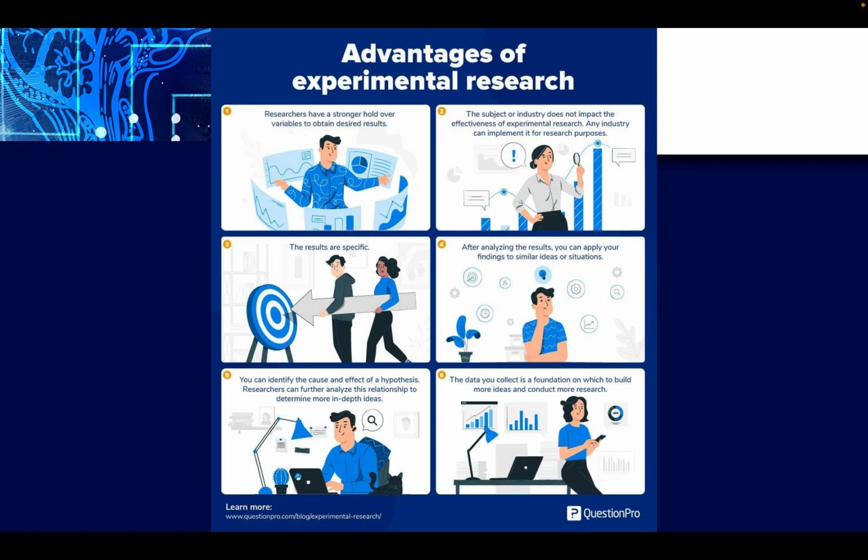And so the results are specific. The researchers have a stronger hold over the variables because they control everything. The subject or the industry does not impact the effectiveness of the experimental research. Any industry can implement it for research purposes. After analyzing the results, you can apply your findings to similar ideas or situations. You can identify the cause and effect of a hypothesis. Researchers further analyze this relationship to determine more in-depth ideas. The data that you collect is the foundation on which you build more ideas and conduct more research. And so experimental researchers, you can see they're all smiling. They think that they've got absolute answers.